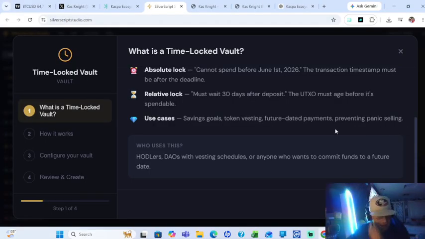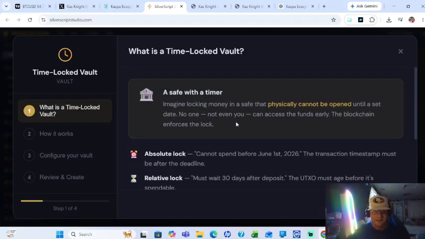Preventing panic selling, right? You could say, all right, I'm going to buy this Castle and lock it up right here, and I'm not going to sell it until the end of the bull run. When do you think the end of the bull run is? Well, it'll at least be this year, so let me say I won't sell until 2029 or whatever. And then you're screwed if you try to sell it. Nope, sorry, even you can't do it. That's basically how that works.